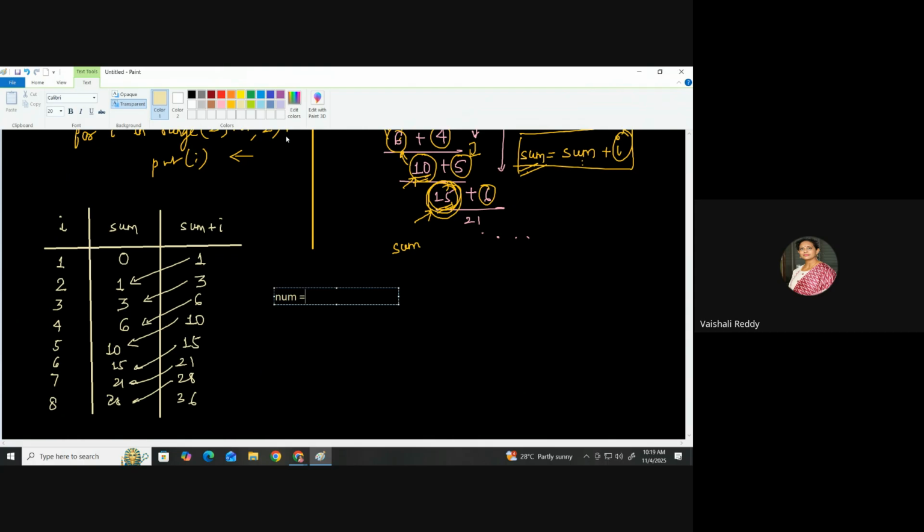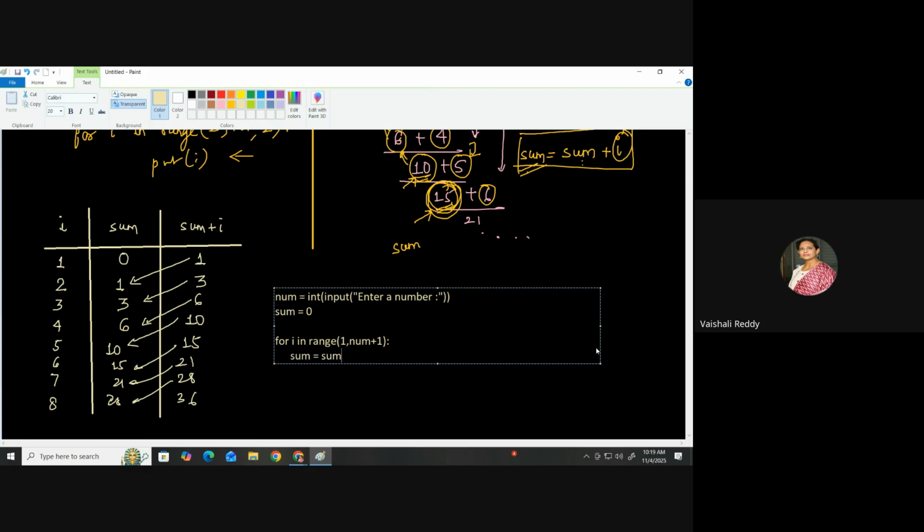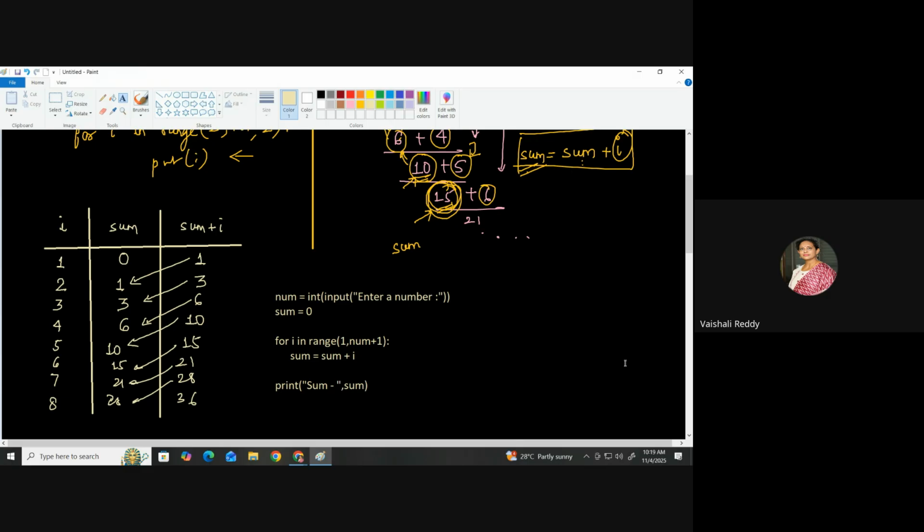First of all, I took it as 100, but now let's take it from the user. Enter a number. Based on the number, we are going to write the summation. First thing we do is initialize the sum to 0. For i in range 1 comma, num plus 1, this many times we have to do this. Sum is equal to sum plus i. And then print sum. Do you understand this code, everybody?